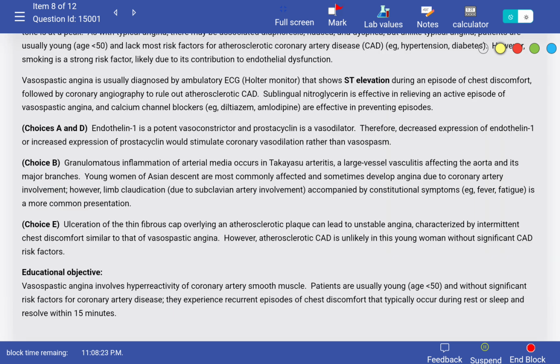Important. Why not option B? Granulomatous inflammation of arterial media occurs in Takayasu arteritis, a large vessel vasculitis affecting the aorta and its major branches, right? Important. Young women of Asian descent, really important. They will mention this in the case, a young woman of Asian descent, most commonly affected and sometimes develop angina due to coronary artery involvement. However, limb claudication due to subclavian artery involvement accompanied by constitutional symptoms like fever and fatigue is the more common presentation.